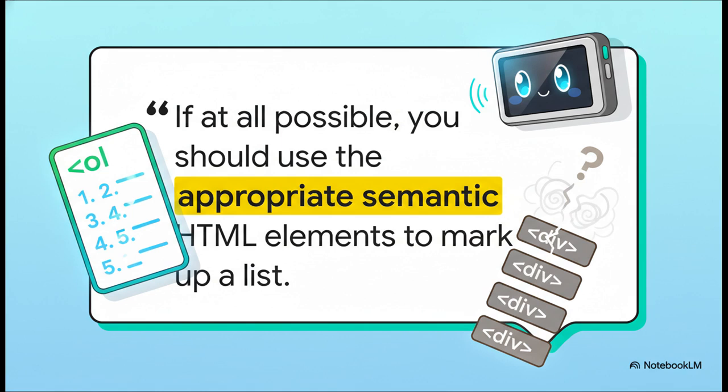When a screen reader hits an OL, it can announce list with 5 items, and the user immediately knows they're about to hear a sequence. But if you just faked it with a bunch of divs and CSS to make it look like a list, all that meaning is completely lost.